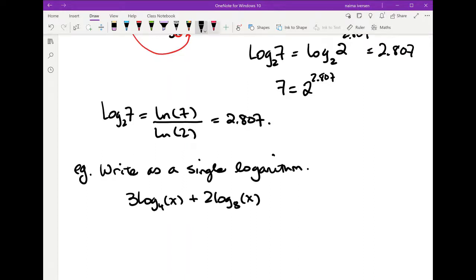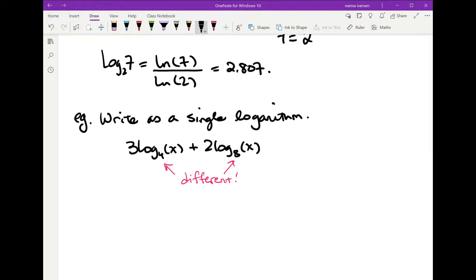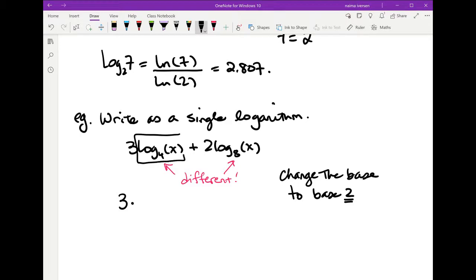Now the thing that's really kicking this off right away is noticing that the bases are different. And because they are different, there's no way that we can do logs unless the bases are the same. So what I'm going to do is change the base into something they have in common. I'm going to change it to base 2. So I'm going to get 3 times, if I want to change this to base 2 right here, log base 2 of x divided by log base 2 of 4.